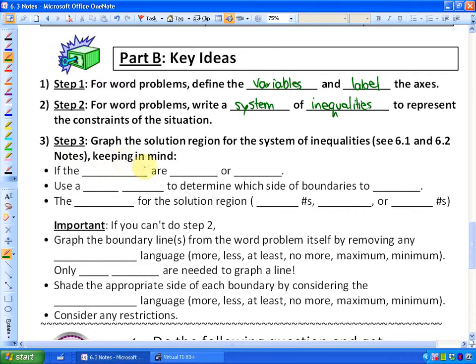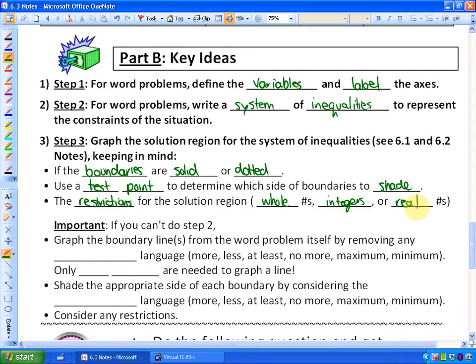So we want to keep in mind the following. First of all, we want to keep in mind, are the boundaries solid or dotted? So just things to keep in mind as you're graphing the system. Secondly, is use a test point to determine which side of the boundaries to shade. And thirdly, consider the restrictions for the solution region. So basically, are you restricted to only positive integers, which are whole numbers? Are you restricted to just integers? Or can you have any number or all real numbers?